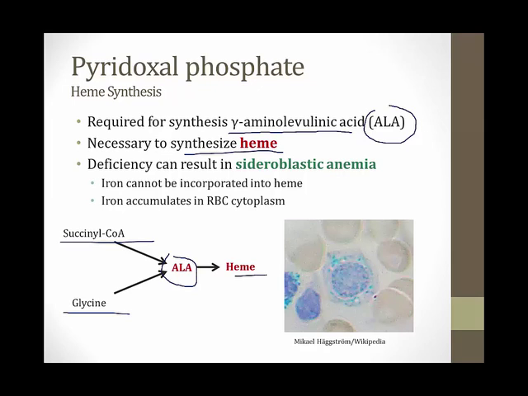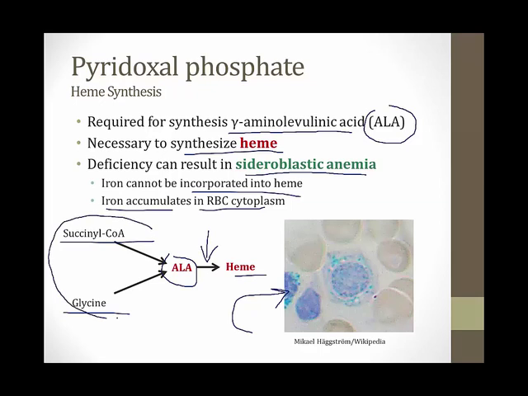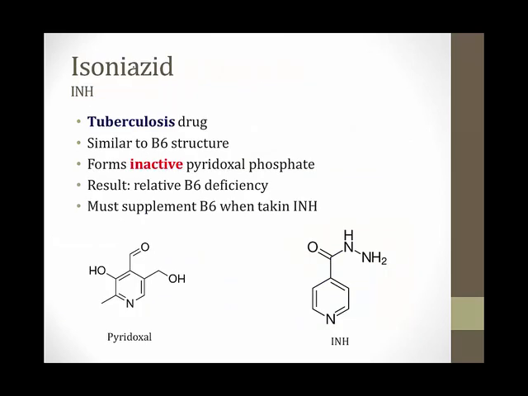If you are deficient in vitamin B6, this means you can develop a sideroblastic anemia. A sideroblastic anemia occurs when iron cannot be incorporated into heme properly and iron accumulates in the red blood cell cytoplasm. This is a picture of a sideroblast on the screen here, and that is what is seen in sideroblastic anemias. You may also know that lead poisoning can cause a sideroblastic anemia, and that's because lead poisoning interferes with the conversion of ALA into heme. Vitamin B6, on the other hand, is necessary for the synthesis of ALA from succinyl-CoA and glycine. I mentioned this before, but I'll go into more detail now.